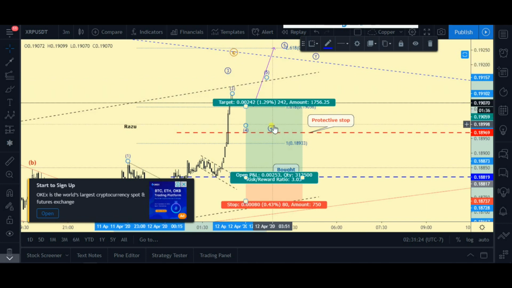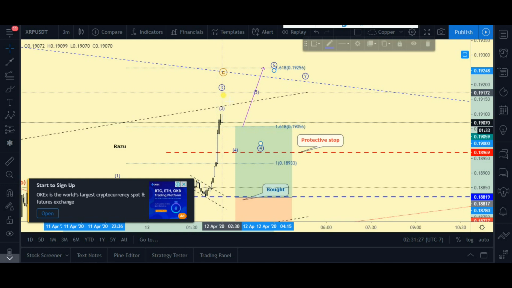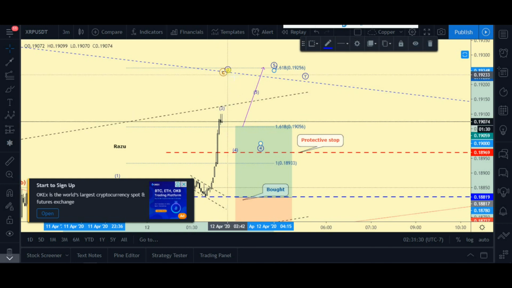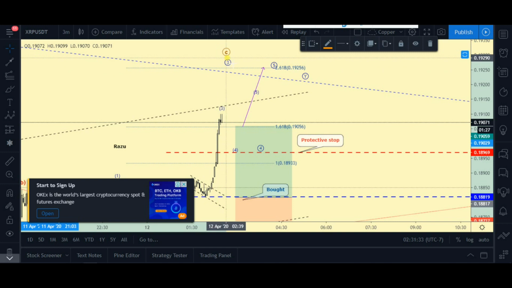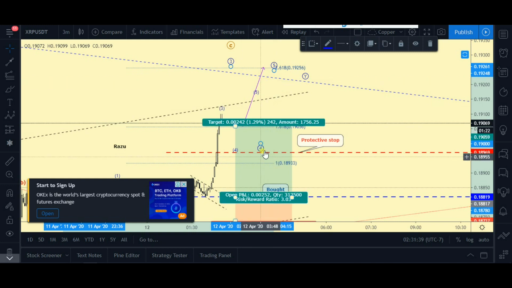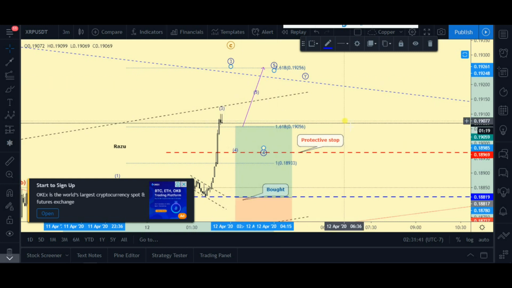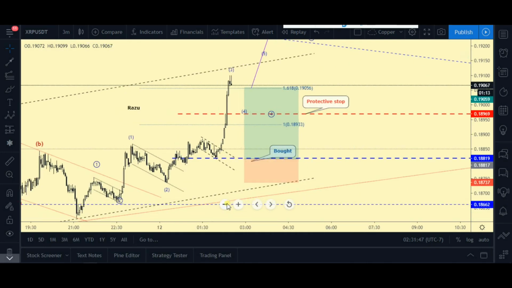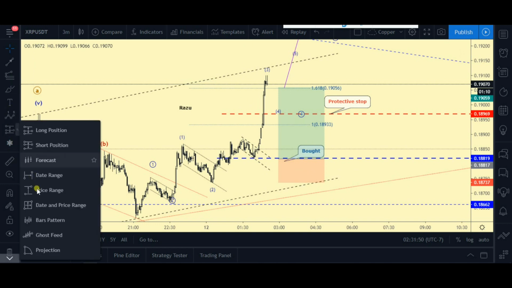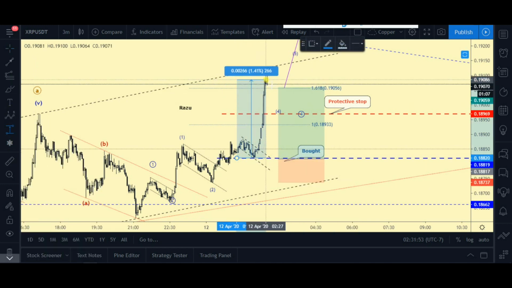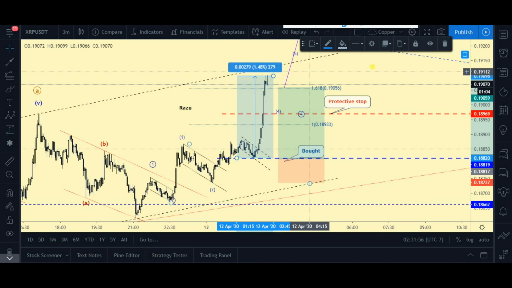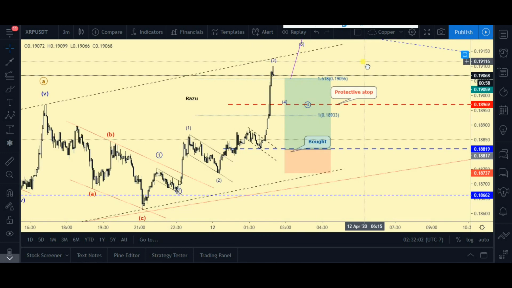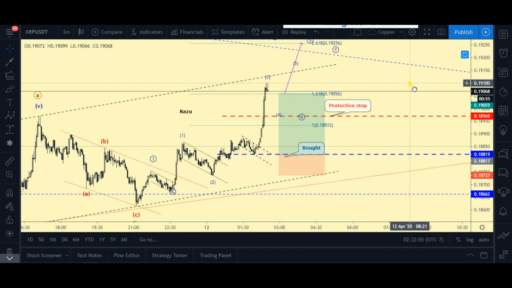This could be the third of third, and the third wave might go and end around this point here. So in that case the channel line resistance is also there. A big move we have captured here. So that would be from here to here 1.48%, very good, especially if you are margin trading in cryptocurrencies. It's a big move.